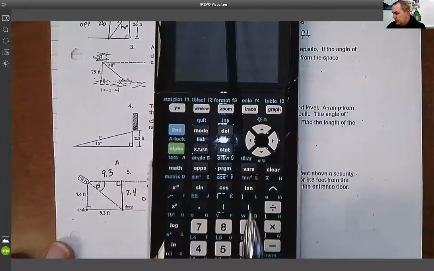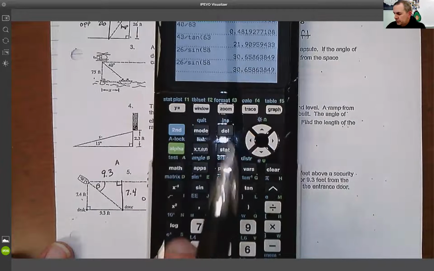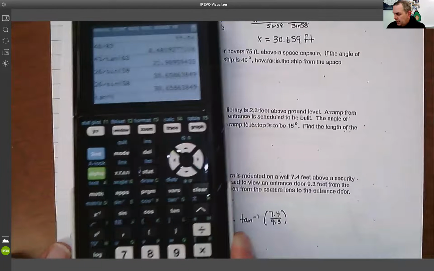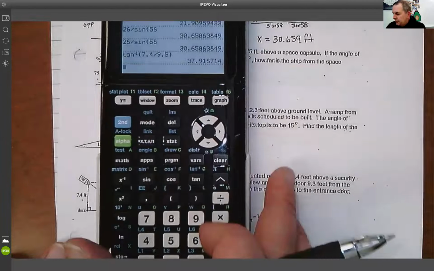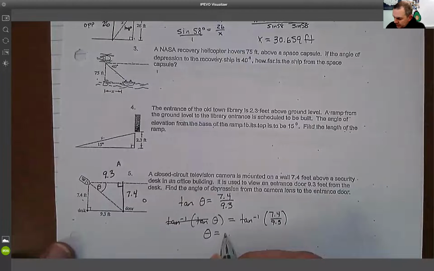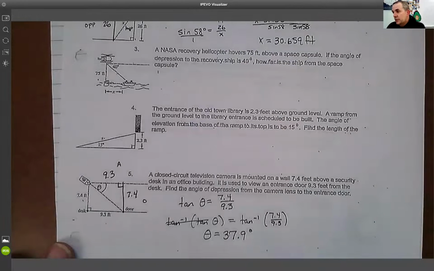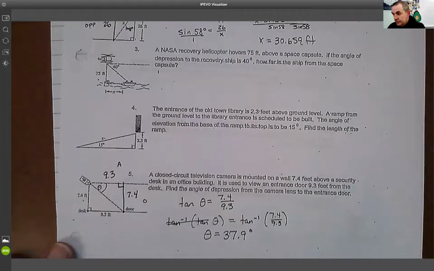If we look right here on the calculator, tangent inverse is in blue. So we're going to hit the blue second, then hit the tangent, that gives us the arctan. And we're going to do 7.4 divided by 9.3. And that's going to give me 37.9 degrees. That tells me that the angle of depression here is 37.9 degrees. So this camera points down at about a 37.9 degree angle.